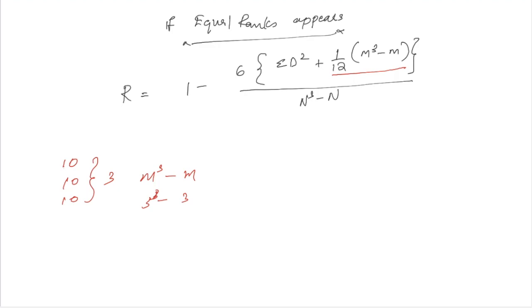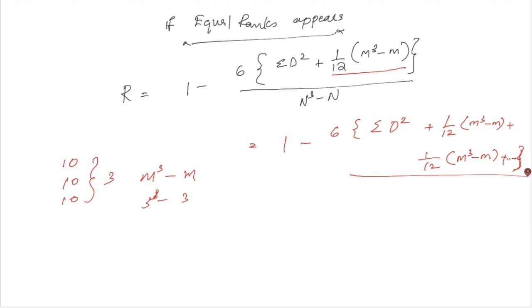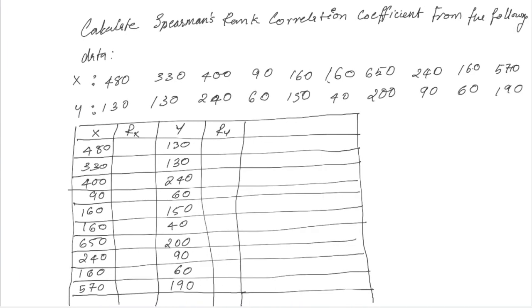So we could expand it and write it in this way. Suppose we have two different values repeated, so our calculation can be sigma d square plus 1 divided by 12 into m cube minus m for the first case, plus 1 divided by 12 into m cube minus m for the second, and it may keep going until we have completed the number of repetitions, all divided by n cube minus n. There are no other changes. Okay, so now we will see an example which has such a repetition.